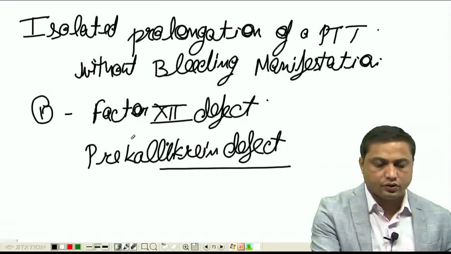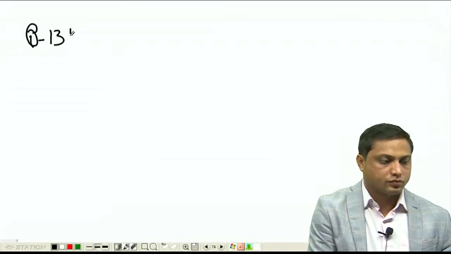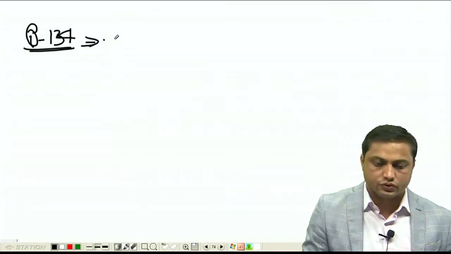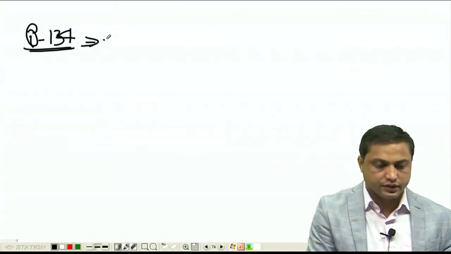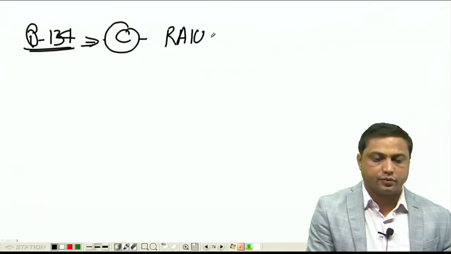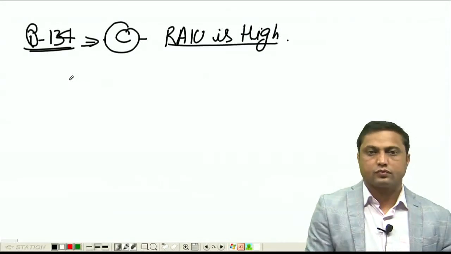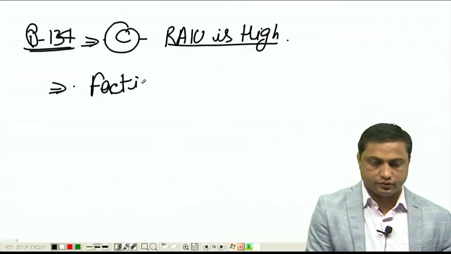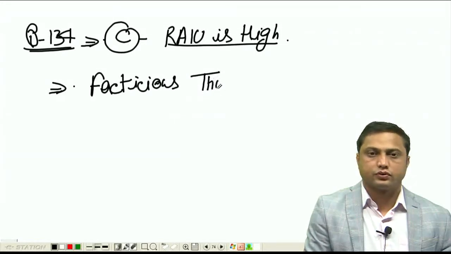Question number 134. False regarding factitious thyrotoxicosis is option C, radioactive iodine uptake is high. Let's discuss some important points about factitious thyrotoxicosis.